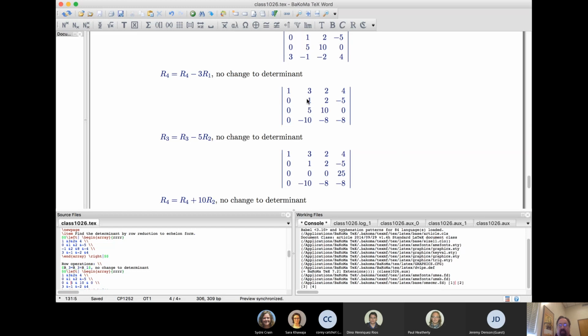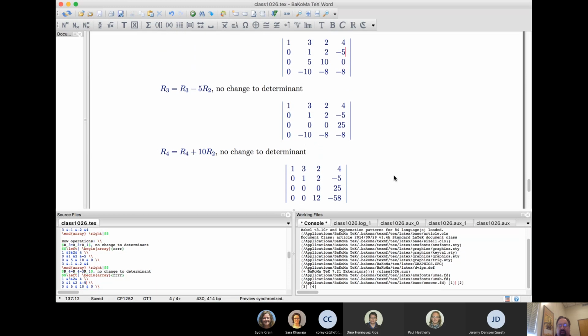All right. So now in this column, conveniently, I have a 1 here. So that facilitates eliminating. I need to eliminate these 2 entries below it. So I'll take 5 times this row and subtract it from this next row, and then 10 times this row and add it to the 4th row, and that will eliminate everything below the diagonal in the second column.